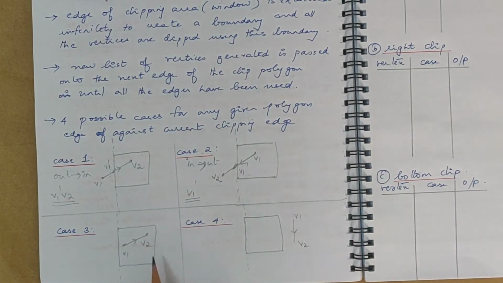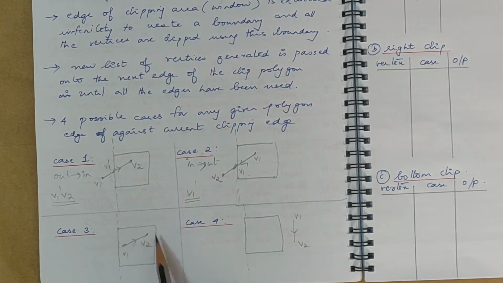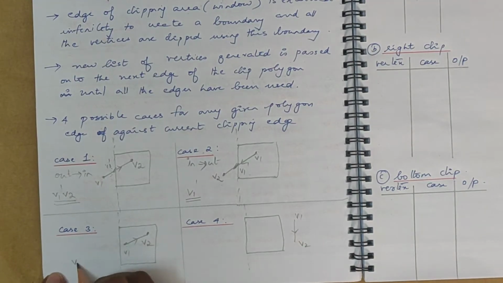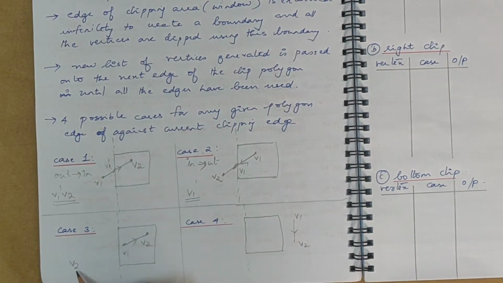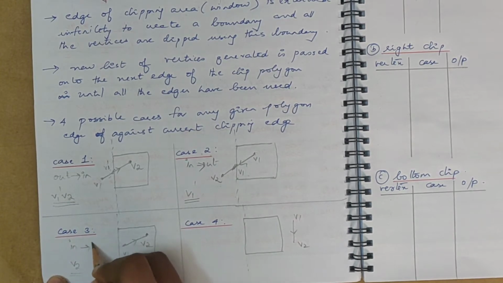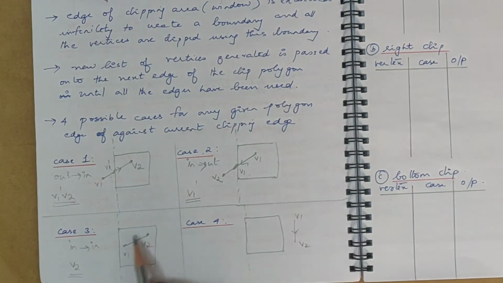Okay. And now the next case you have here where both the vertices are inside the polygon, inside the clipping window. Both the vertices are inside the window. So in that case, the second vertex V2 will be added to the output list. So this is the case where both are inside the boundary.